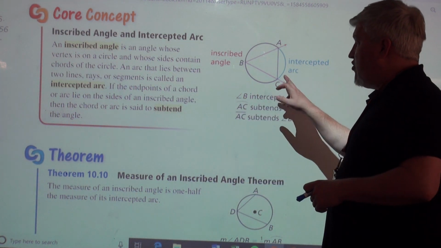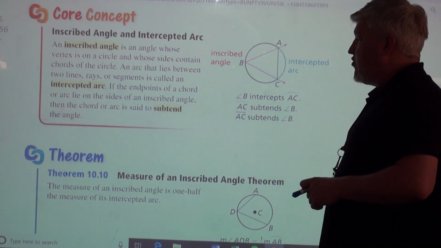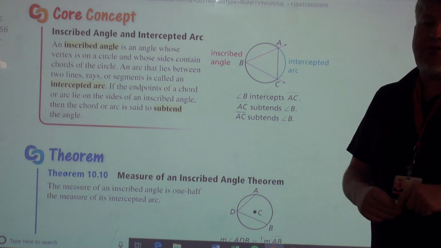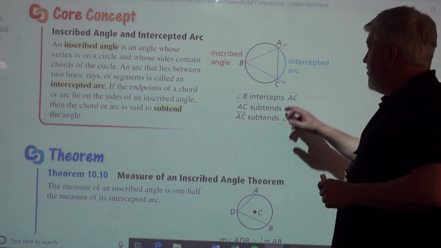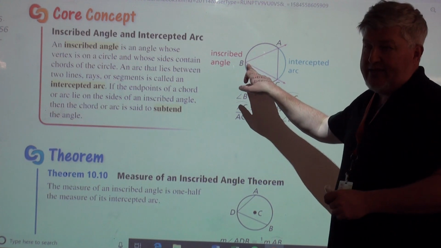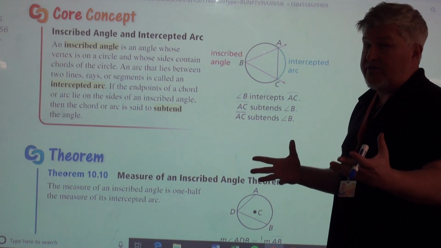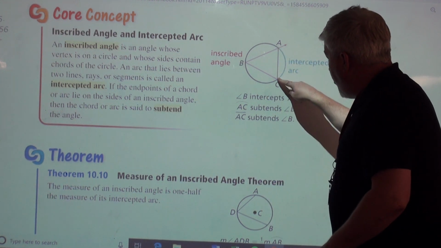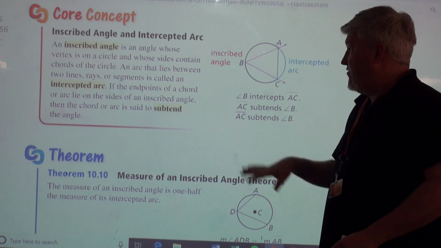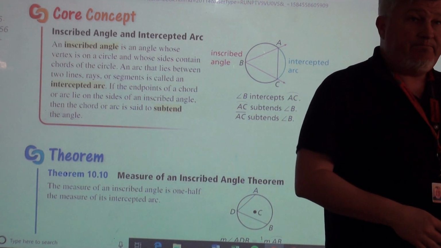If the endpoints of a chord or arc lie on the sides of an inscribed angle, then the chord or arc is said to subtend the angle. I don't want you to stress too much about this term, I just want you to be familiar with it. So arc AC subtends angle B. I think it just kind of means that it's attached, it's in sync with angle B, the word subtend. And then chord or segment AC subtends angle B as well. Okay, so just keep that in mind. If you see that in the future, you know what subtend means. All right.